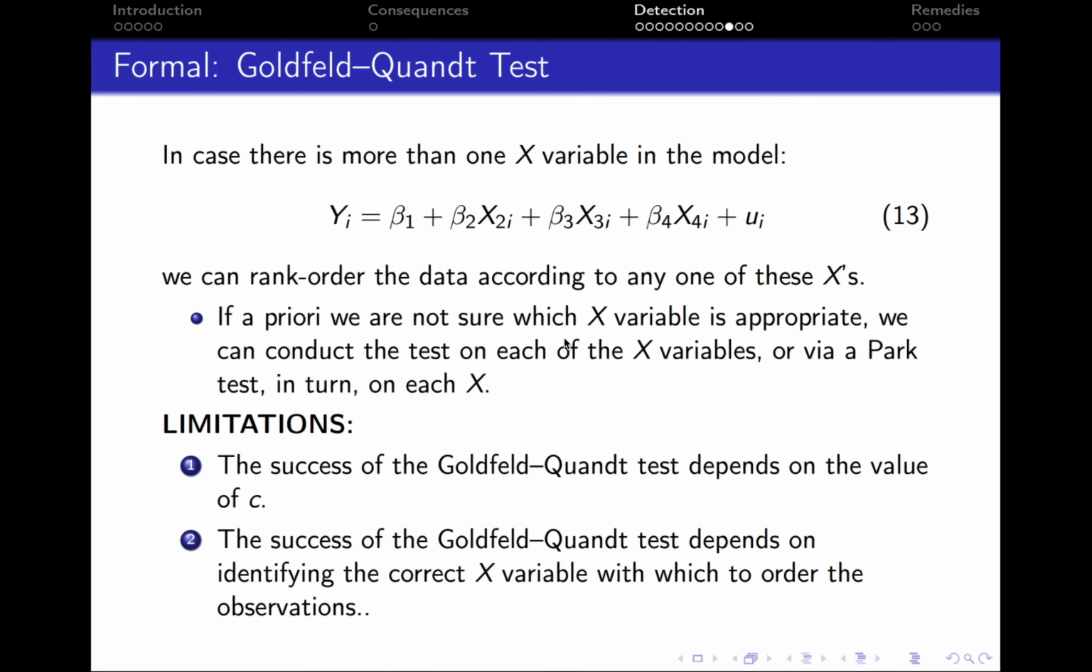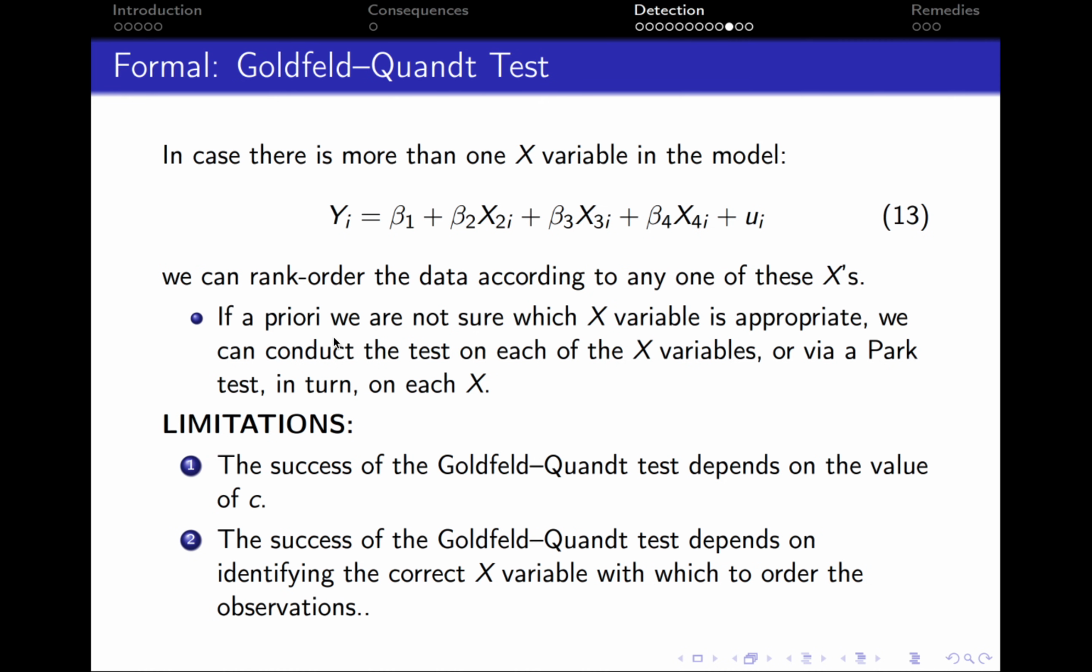However, this test has its own limitations. For example, the success of this testing procedure very much depends on the value of C, the number of central observations that need to be removed. So if you choose this number incorrectly, then your testing might be a failure. Also, the success of this testing procedure very much depends on identifying the correct x variable with which to order the observations.